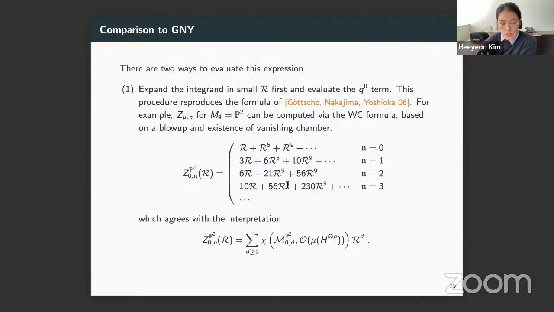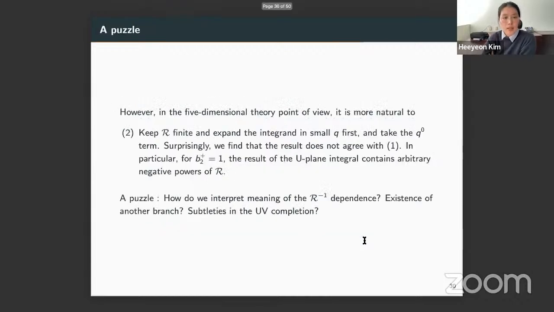Anyhow, this expression agrees with the geometric interpretation as the generating function of the holomorphic Euler characteristic of the moduli space valued in a certain line bundle. For example, in this expression, you can see that it's bounded below and it only contains positive powers of R. However, from the five-dimensional theory point of view, it's actually slightly more natural to keep the radius finite rather than expanding in small r, and expand the integrand in small q first and take the q to the zero term. Surprisingly, we find that these two orders of limits do not commute, and the result doesn't agree with the first approach.